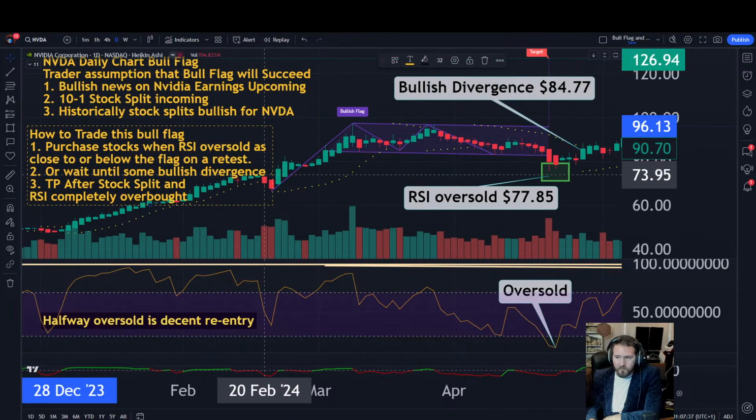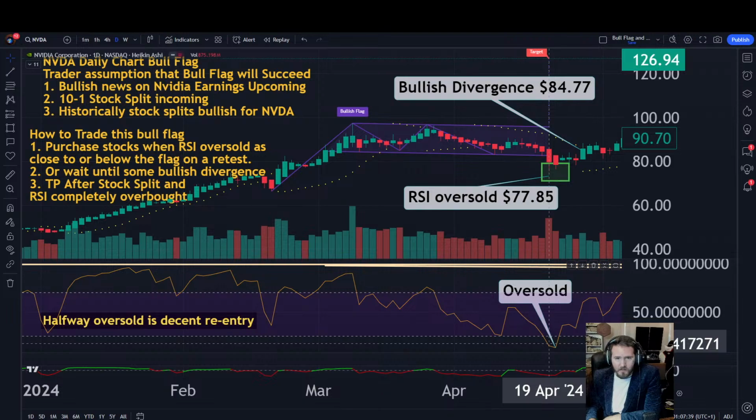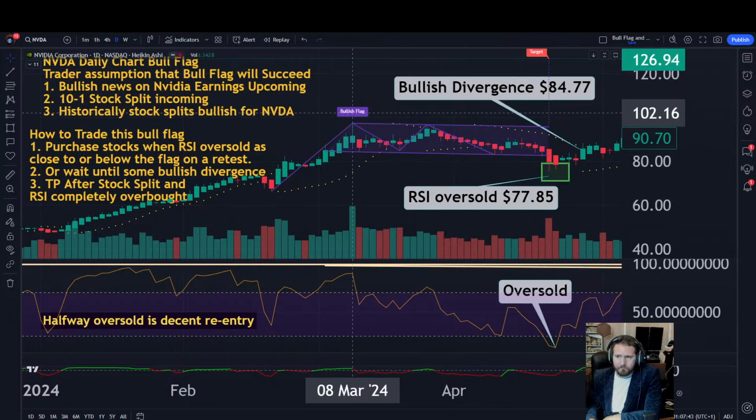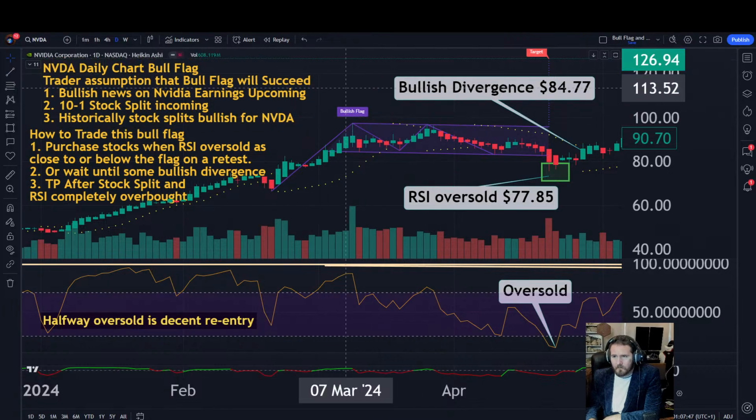a stock when RSI is oversold. Boom, we have the RSI oversold down here, and you buy it right here. And this is the bull flag, predicting that the bull flag would succeed.